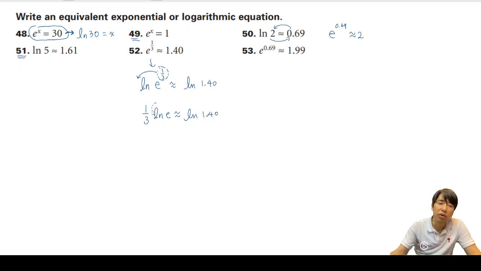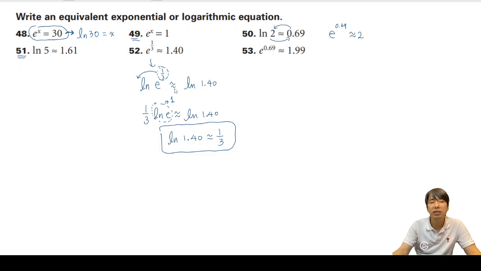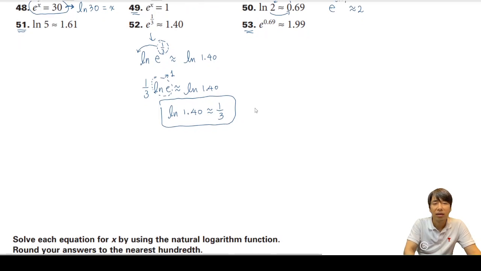Now, what is ln e? ln e is just 1. So the left-hand side is basically 1 over 3 times 1, so that's 1 over 3. So what this means is that ln 1.40 is approximately equal to 1 over 3. So you can use this method of applying log to both sides if you have an exponential form. All right, so try this method for 53. You can easily do it. Let's move to the next block.